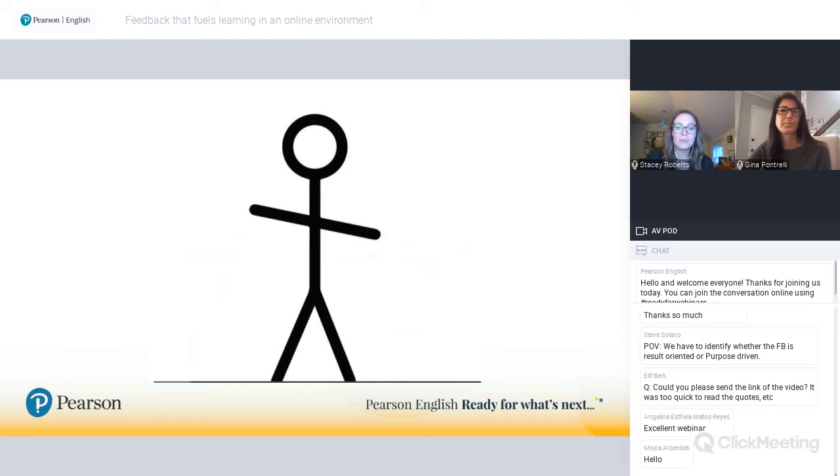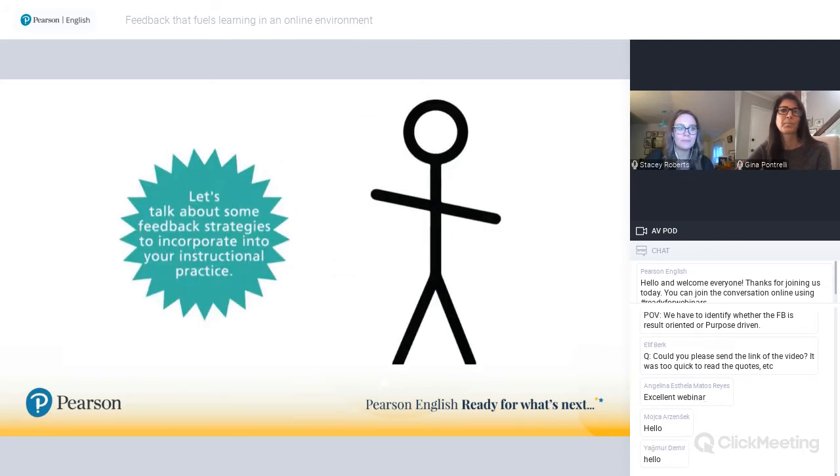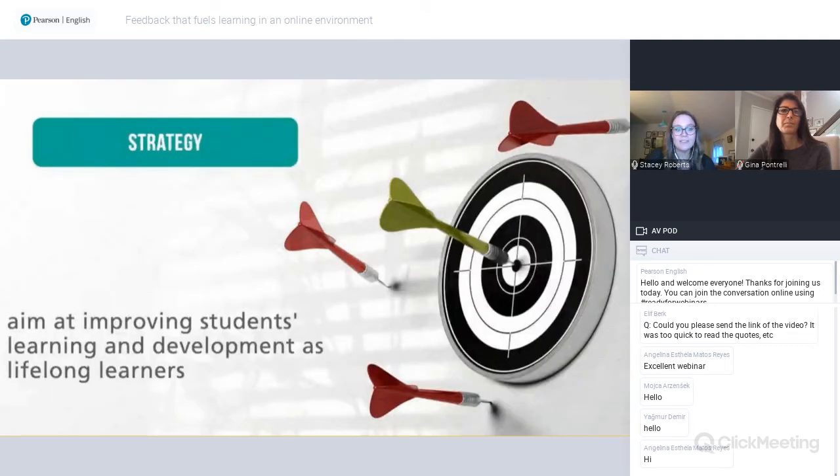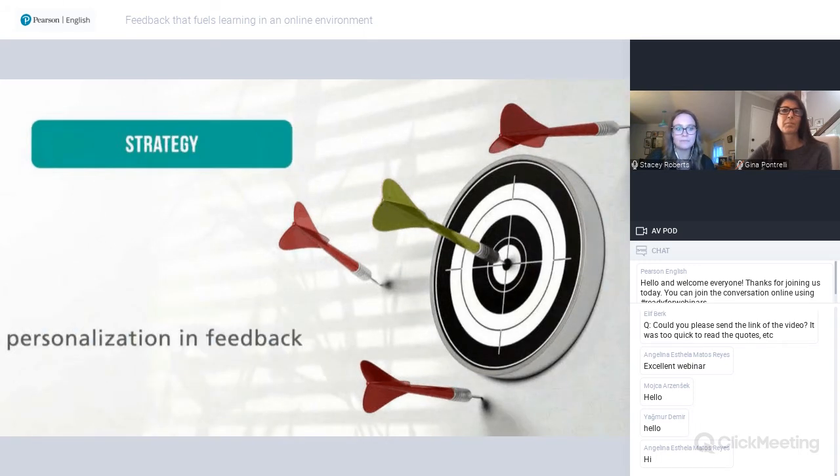Feedback is a task which we do so routinely that sometimes we need some fresh ideas to refocus our efforts. So, let's talk about some feedback strategies to incorporate into your instructional practice. First, remember that your feedback is aimed at improving students' learning and development as lifelong learners. Virtual students experience a personalised curriculum, and this personalisation needs to be interwoven into their feedback.